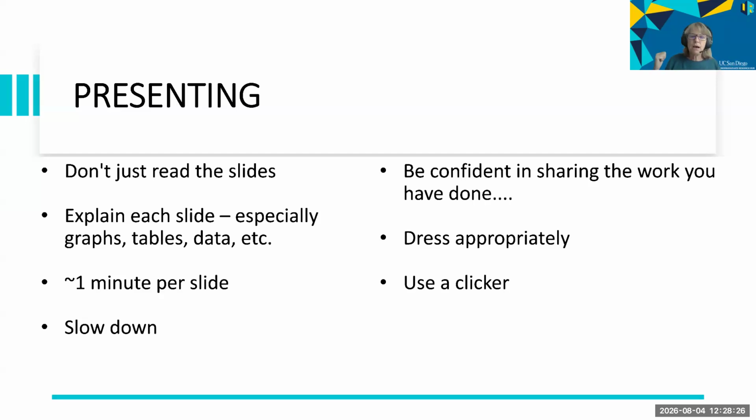Bring a clicker if you want to use one. That can help you go through the slides. The rooms are not huge, so you'll be presenting close to your computer or to the computer that's there. But sometimes having a clicker can help.